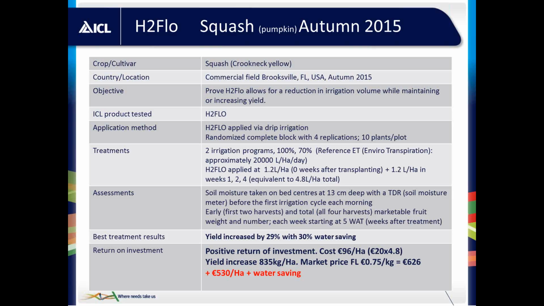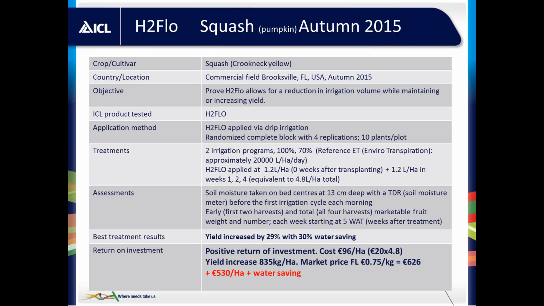There were two irrigation programs used here, so we were looking at 100% irrigation and 70%. Now these irrigation programs were based on the reference ET, so that's the evapotranspiration. That's the amount of water that the area needs, taking into account the crop coefficient. And based on those figures, it was approximately 20,000 litres per hectare a day.